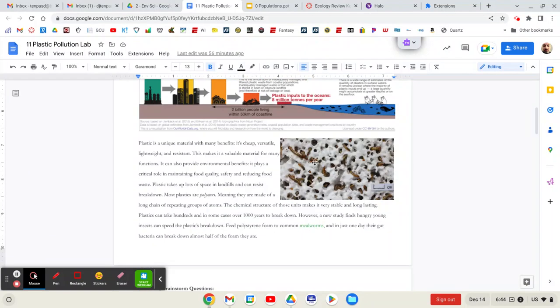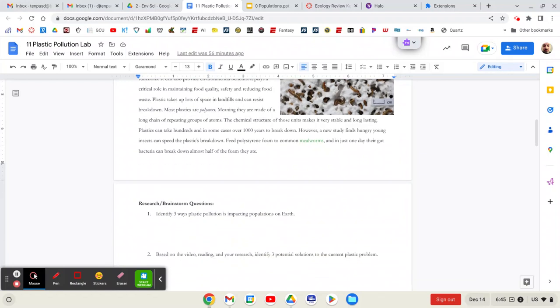So here's an image that we show them of these mealworms digesting some styrofoam plastic. And we really like to hone in on grabbing their attention. Why is this important? I really need to show my passion at this time and really draw them in.